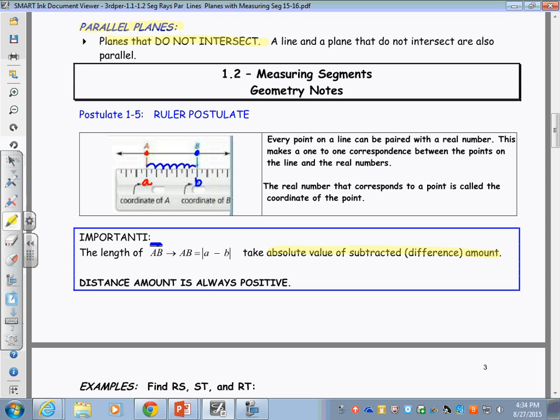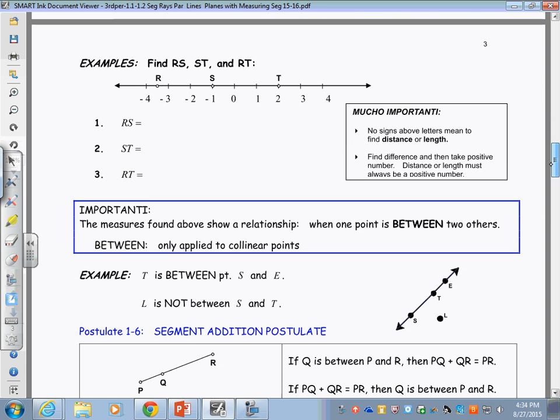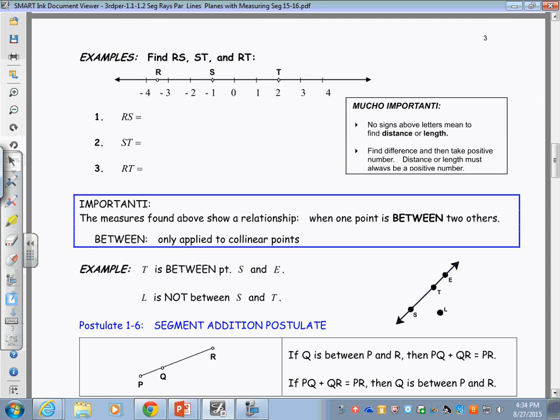of the subtracted difference amount, meaning that the distance will always be positive. Absolute value, if I have the absolute value of a -3, it's going to be a +3. Just like the absolute value of a +3, it's still going to be +3. I think of the absolute value because distance is positive. So I know you're pretty already familiar with this, corresponding the point on the number line and its distance. Since we don't have any segments above these letters, I'm asking for the distance.